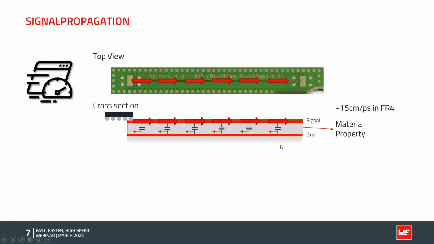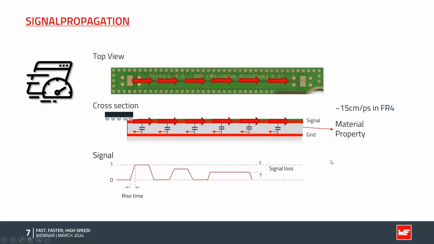And if the length of a track is longer than the travel time through the material, which has a speed of 50 centimeters per picosecond in FR4 material, then definitely you have to think in such wave propagation terms, and the high-speed rules will apply. It's a simplification, but let's start here.